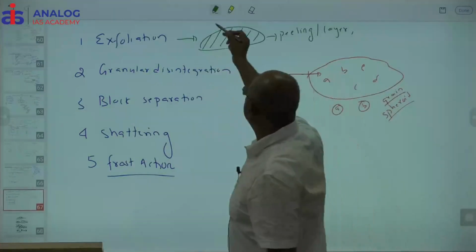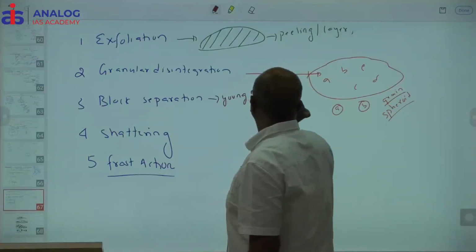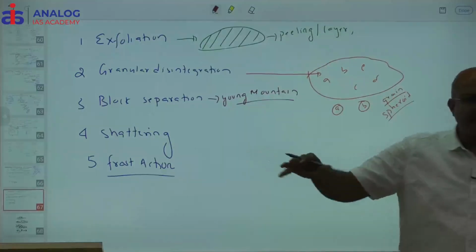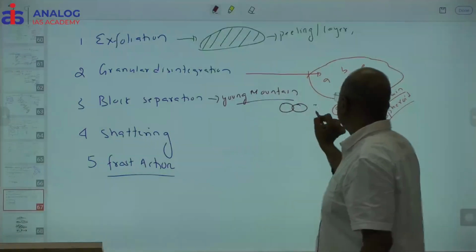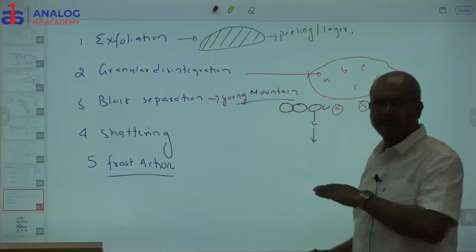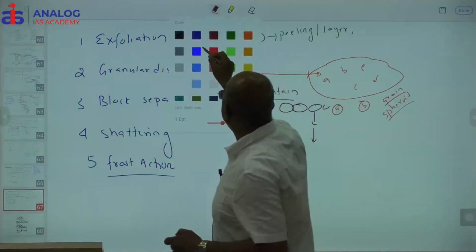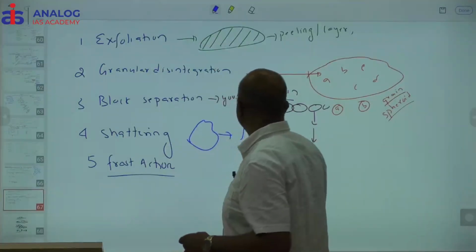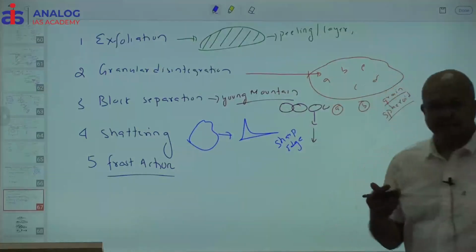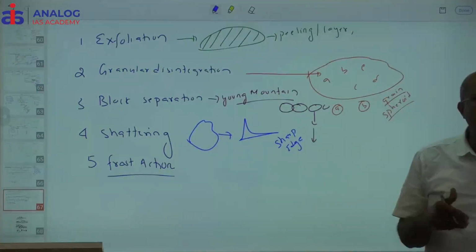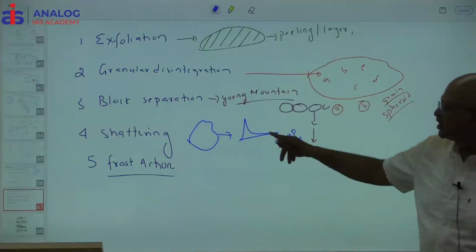Then block separation, generally seen in areas like young mountains, where different series of rocks are there. As they are in the beginning stage, one big rock falls down and separates from that. We refer to that as block separation. Then sometimes when the big rock breaks in the form of sharp edges, which in prehistoric times were used as tools for hunting, microliths, we refer to that as shattering.